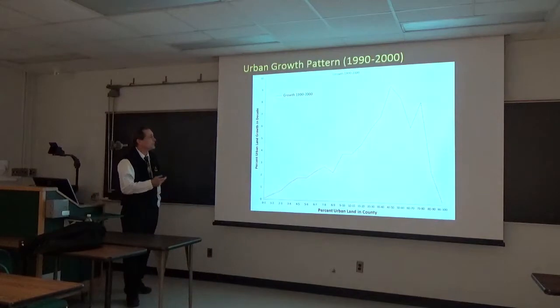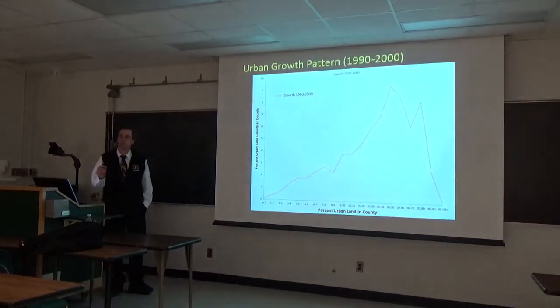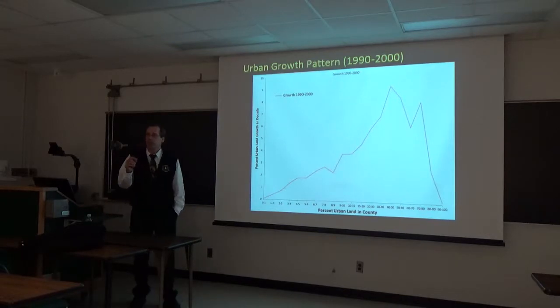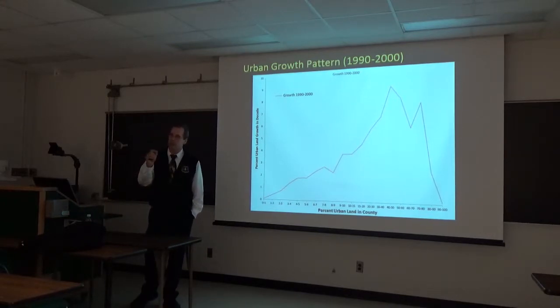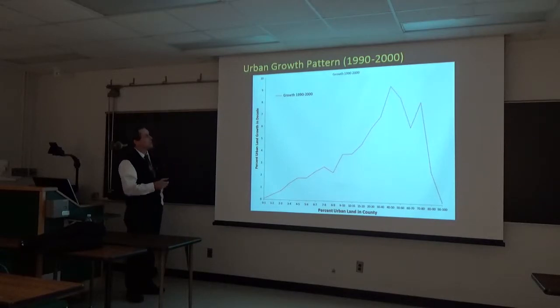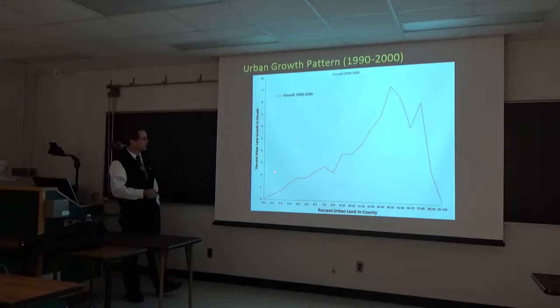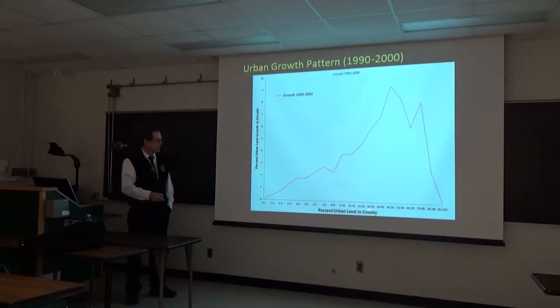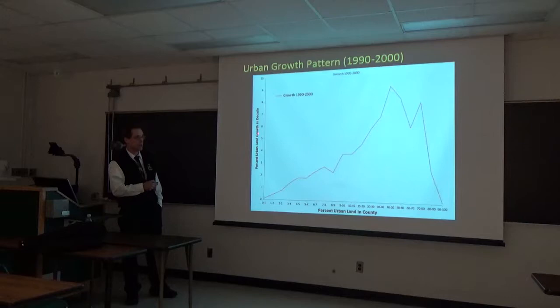So we were looking at this from the United States perspective, is what has been happening to urban land. Urban land is defined by the U.S. Census as 500 people per square mile. So we looked at the census data for urban land, and this is the change in urban land from, if I do this right, 1990 to 2000. And what this graph shows is this is the percent of the county that was classified as urban in 1990, and this is the growth of urban land between 1990 and 2000.